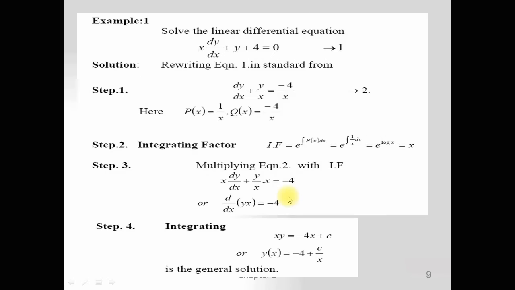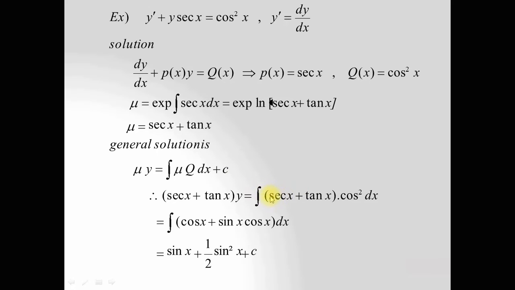Now after simplification, dear students, you know secant means 1 over cos multiplied by cos square, cos cancels, we obtain cos x, plus tangent means sine by cos, so cos and cos cancel, we obtain sine x cos x. The integration of cos x is equal to sine x, and the integration of sine function multiplied by cos function is equal to 1 over 2 sine square x plus c. So this is the solution of the given first order linear differential equation.